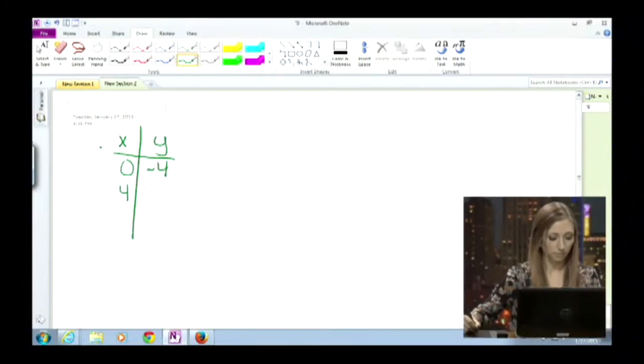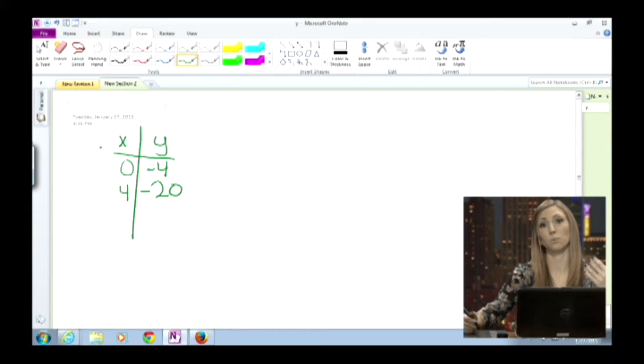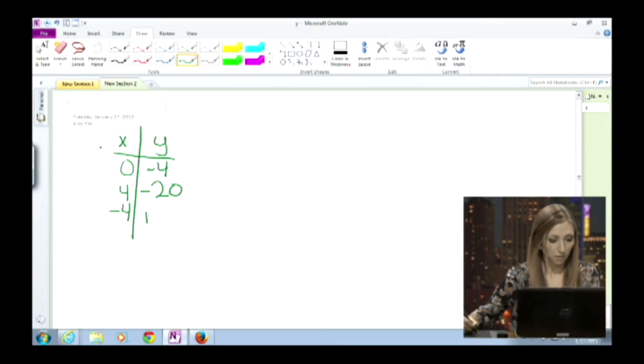I'm going to finish this right now. So what was given was an XY table, and it gave us these values. I'm listing them as we speak.